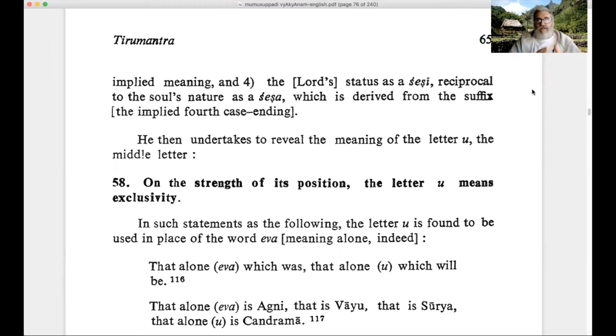He is completely swatantra, completely independent, and everything else is dependent upon him. So the Lord's nature as the master, the controller, the uplifter, the basis of everything, right, is also implied, because there's an implied case ending. There's an implied ending here to the letter A.